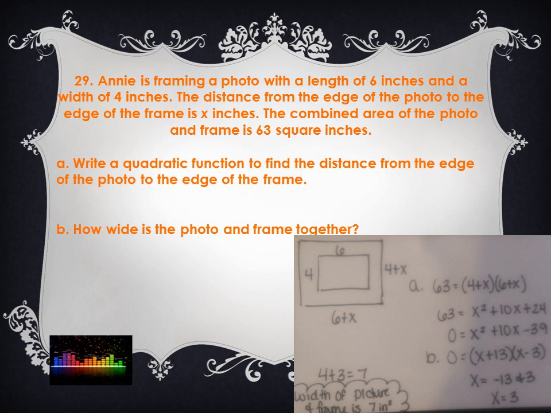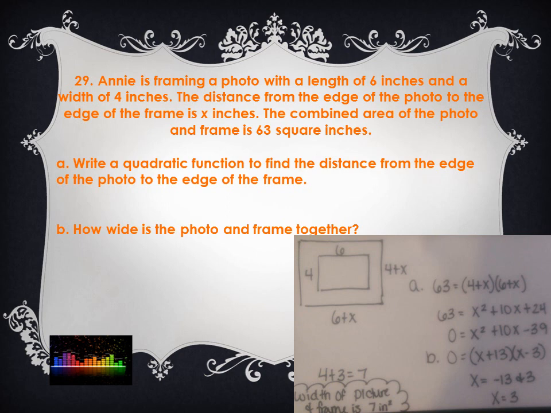So we're going to draw our frame around it, and it says that the photo to the edge of the frame is x inches. So we're adding x to our length and our width. So we have 6 plus x for our length and 4 plus x for our width. It says the combined area of the photo and frame is 63 square inches. So 63 is our area, and it equals our length times width, which is 4 plus x times 6 plus x.